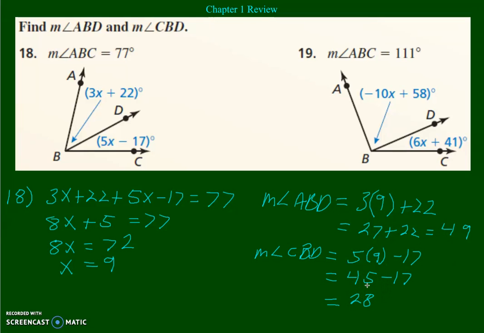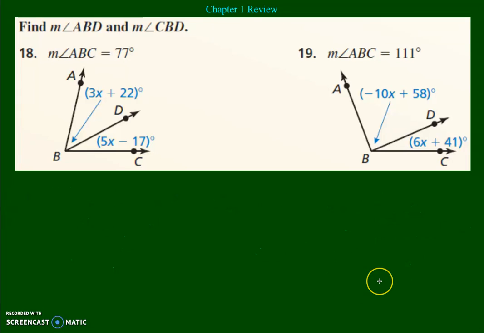So now let's move on to problem 19. In problem 19, we have a very similar situation. We just have different expressions for our angle measures. So here, angle ABC, the entire angle, is equal to 111, and we're given the ABD expression and the DBC expression.